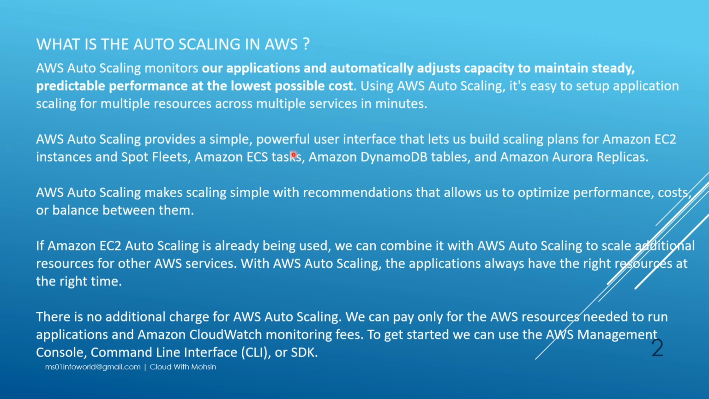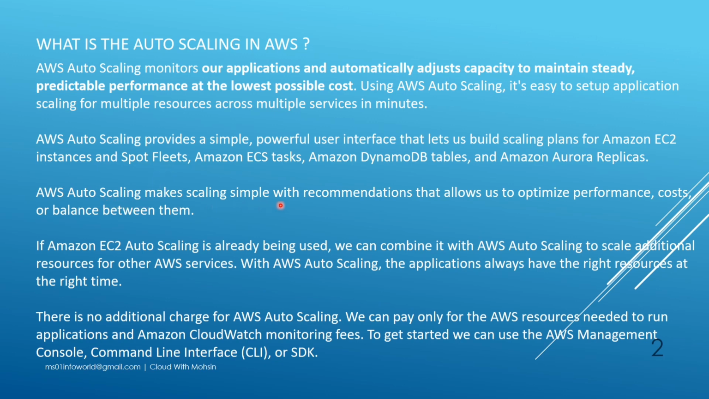AWS Auto Scaling provides a simple, powerful user interface that lets us build scaling plans for Amazon EC2 instances, Spot Fleets, Amazon ECS tasks, Amazon DynamoDB tables, and Amazon Aurora replicas. So along with EC2 instances, we can use other services like ECS, DynamoDB, Aurora replicas, and Spot Fleets. These are the different services that we can leverage using AWS Auto Scaling.